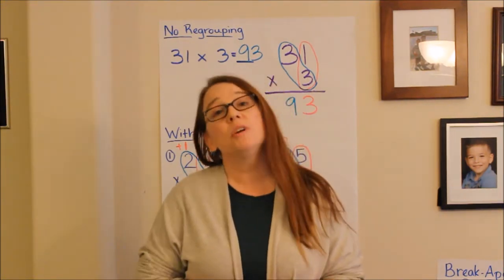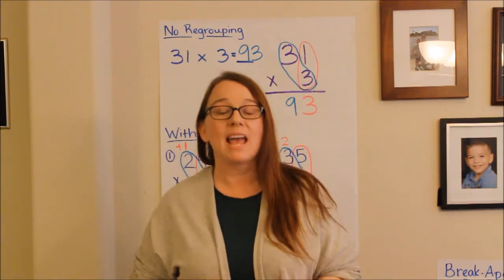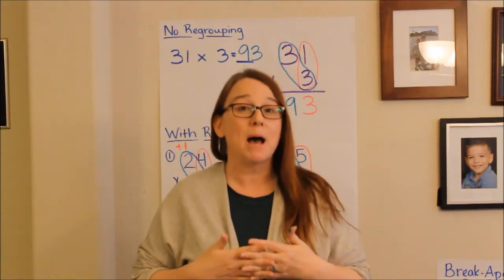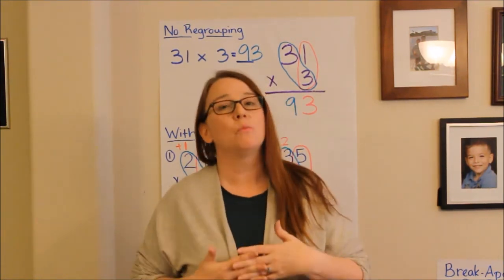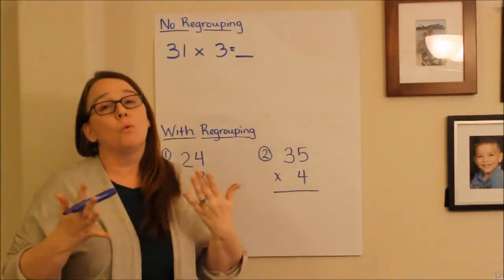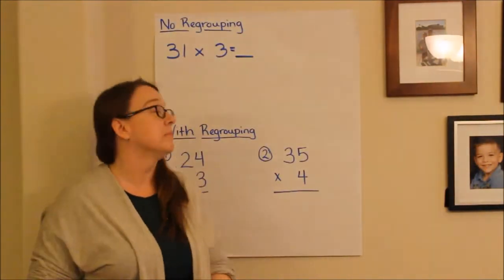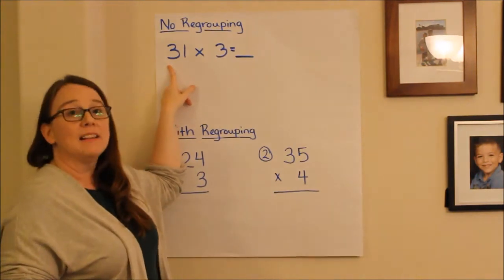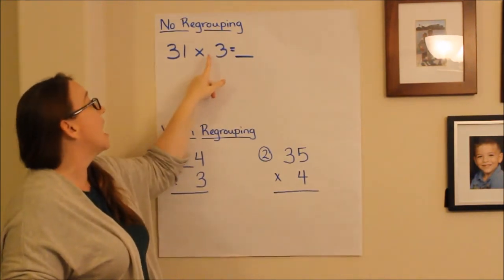In this video, we're going to look at a really common way of multiplying 2-digit numbers by 1-digit numbers, both with and without regrouping. So let's start with one that does not have regrouping. Let's say I want to find the product of 31 times 3.